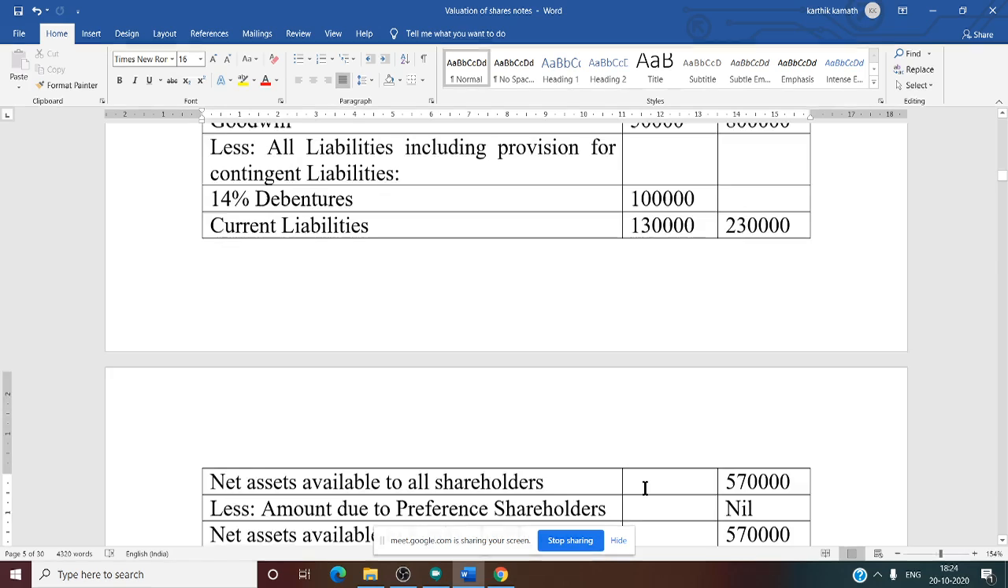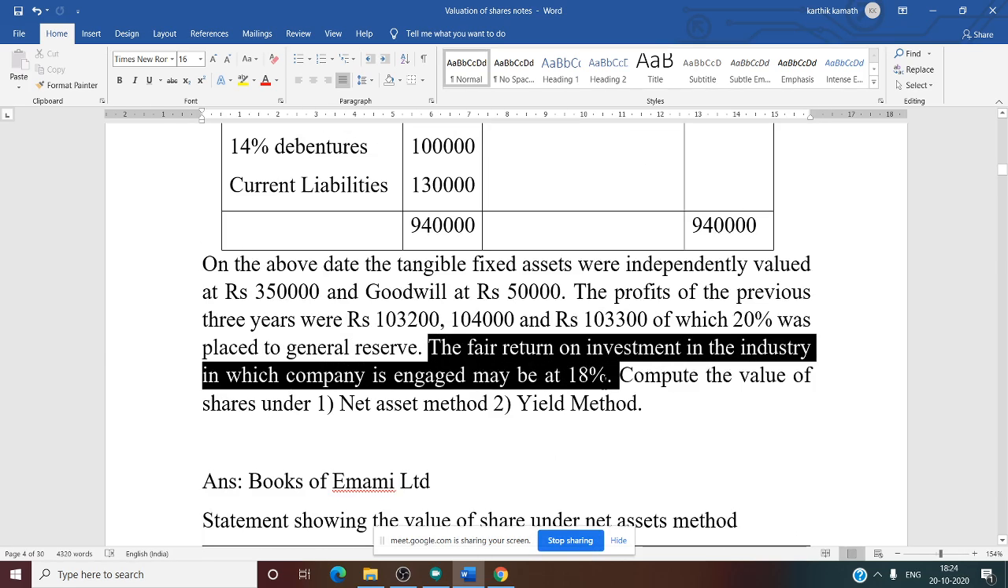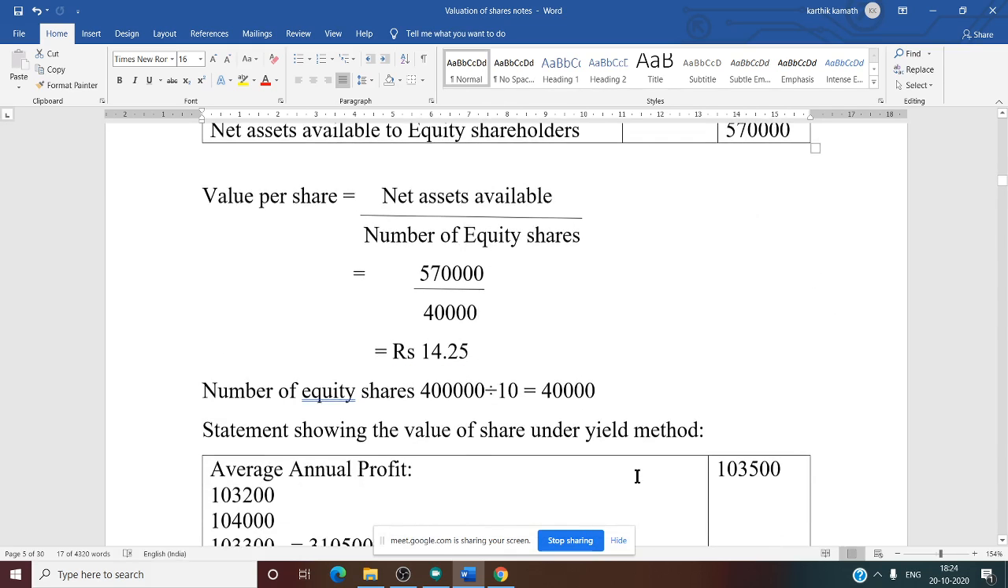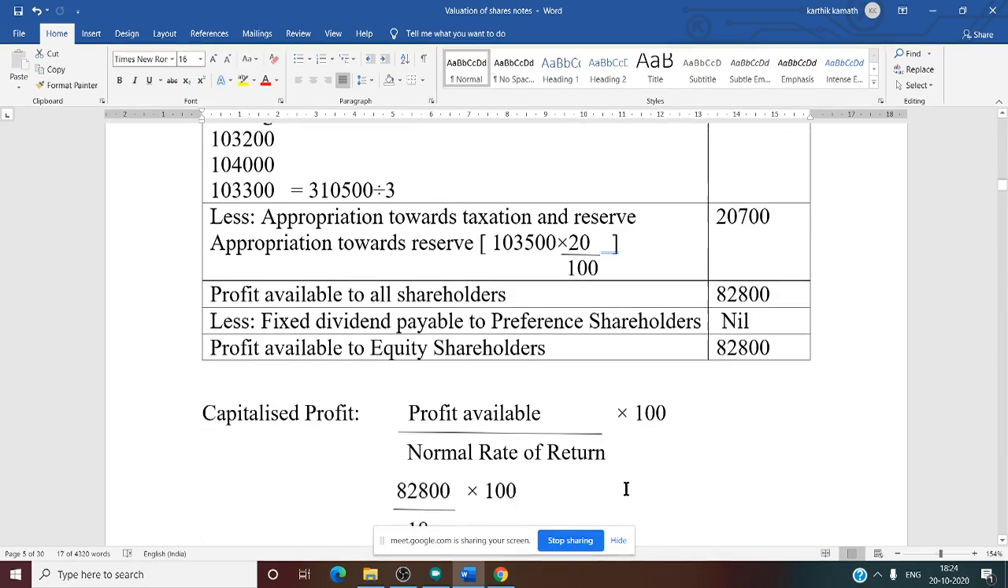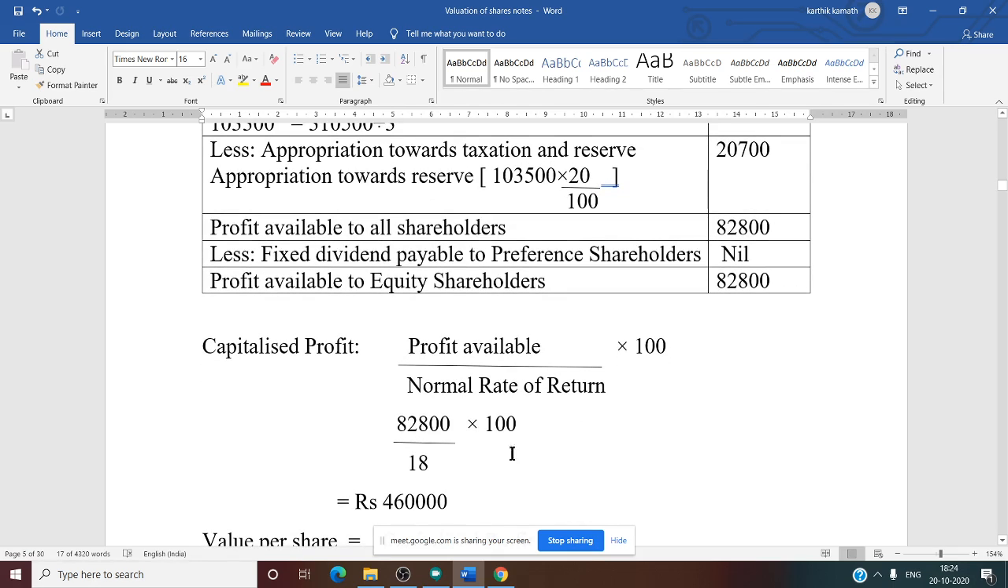Normal rate of return is given in the question. Where is it given? See this, the fair return on investment in the industry in which the company is engaged may be 18%. That means every year there may be an actual return of 18%. Okay, so that 18% you need to write here as the normal rate of return, but you should ignore the percentage sign and only write the figure. Only 18 you should write, not 18%, because multiplication into 100 is already given. That is why only 18 you should write.